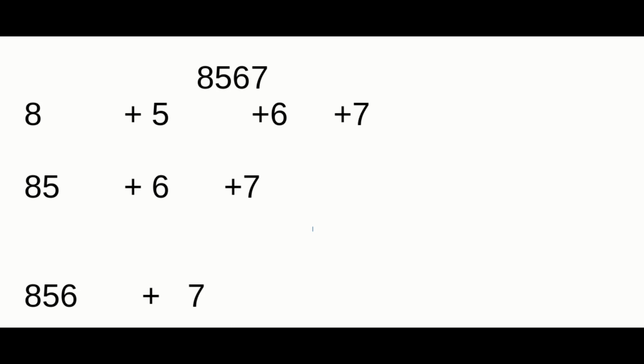Again, look at the first case. 8 is in the thousands place, so 8 thousands. 5 is in the hundreds place, so 5 hundreds. 6 is in the tens place, so 6 tens, and 7 is in the ones place, so 7 ones. Then 8000, 500, 6 tens means 60, 7 ones means 7. Then adding, we will get 8567.